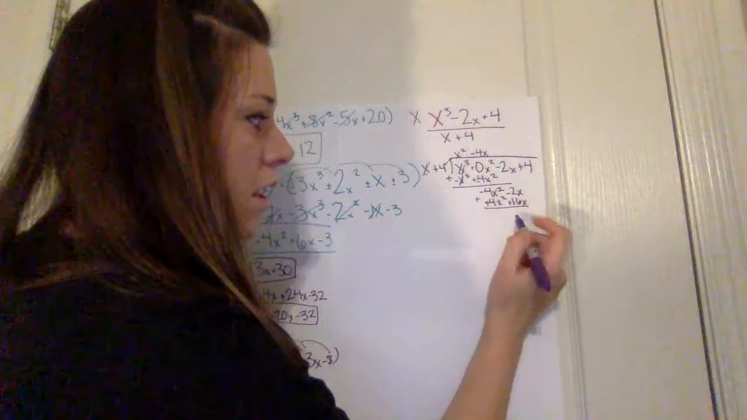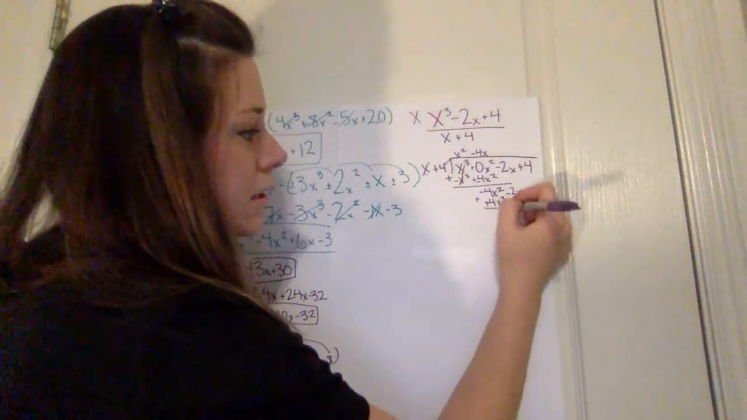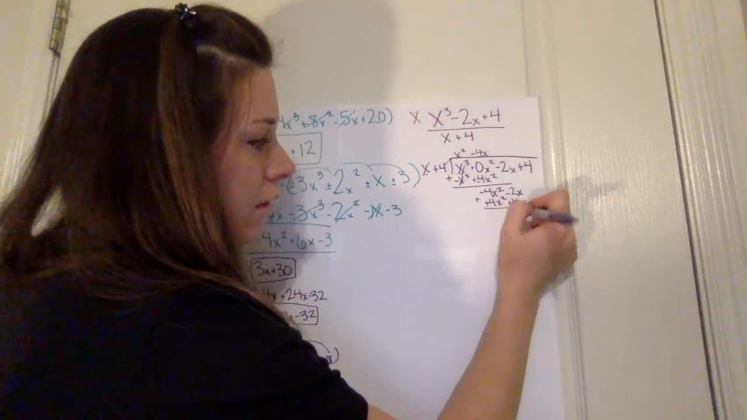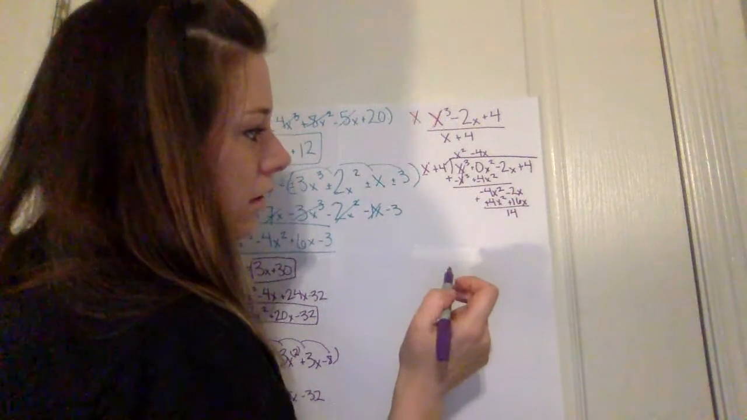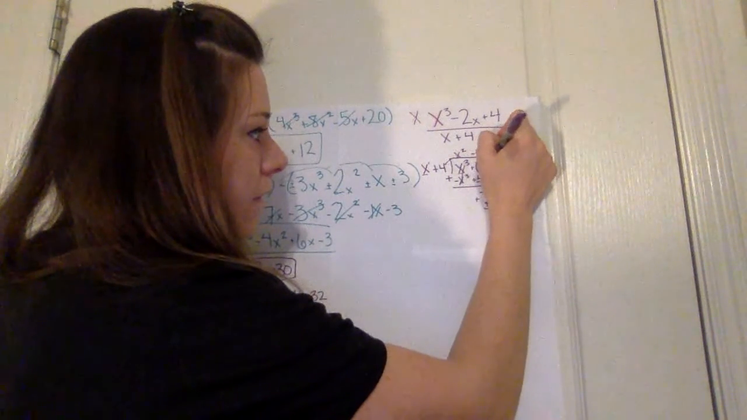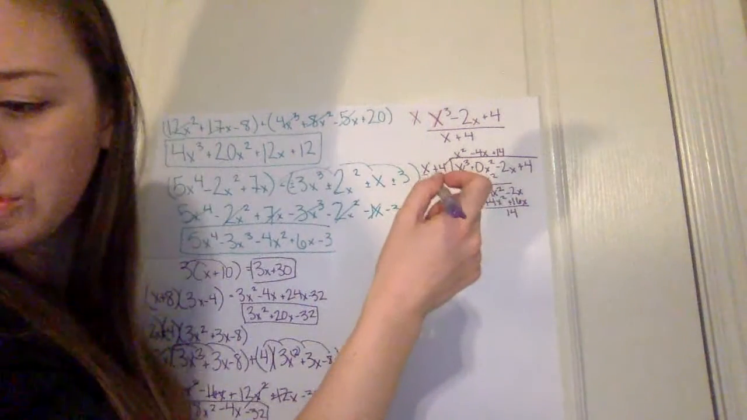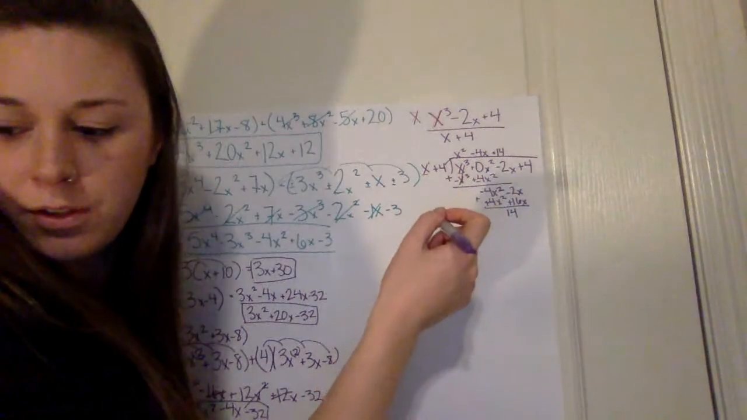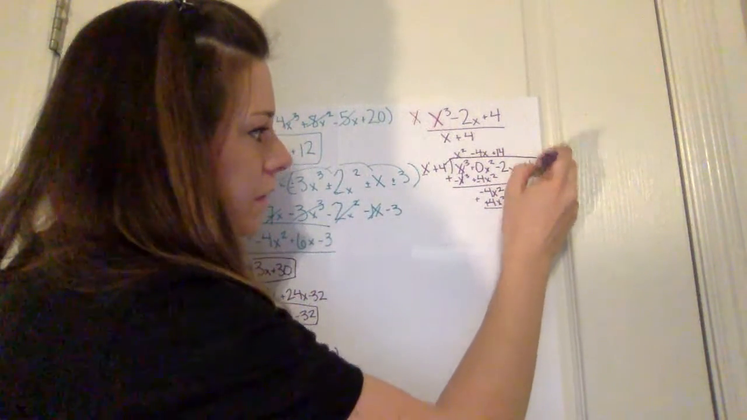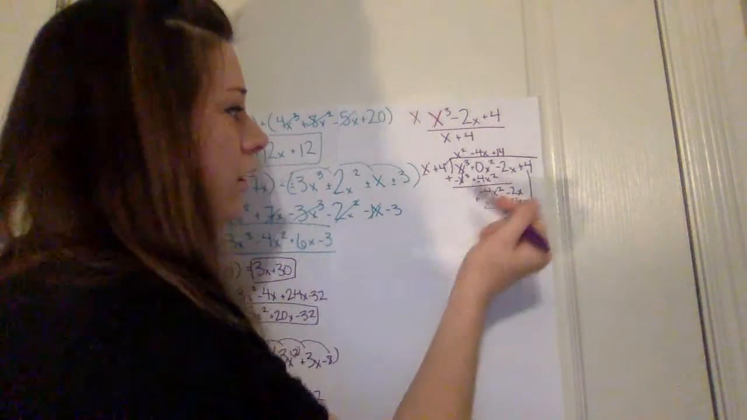That gives us 0. And this negative 2x and positive 16x is going to be plus 14. And then you're going to bring down the 4 here. And you're going to do the whole thing over again.